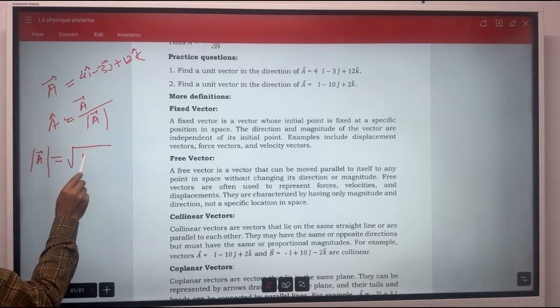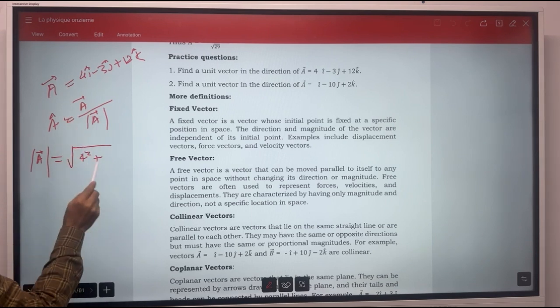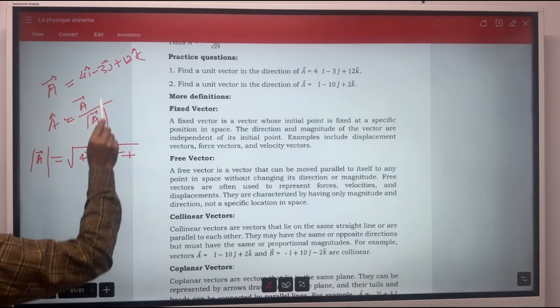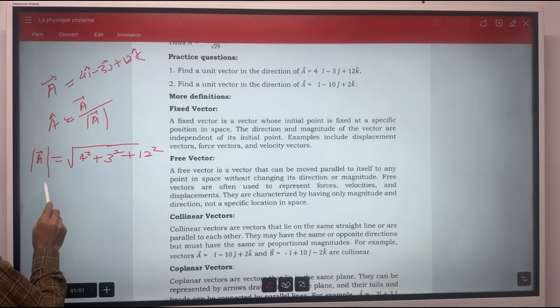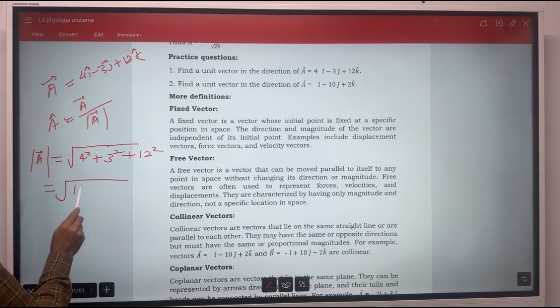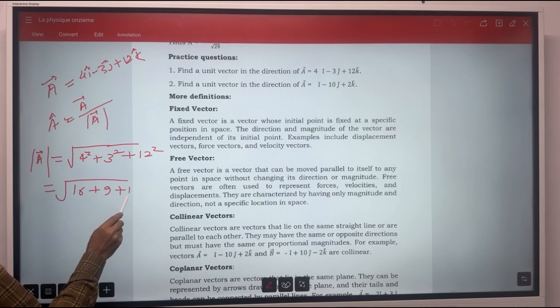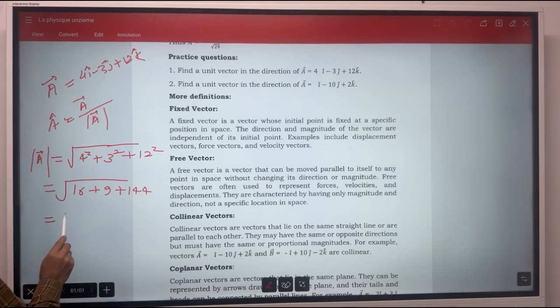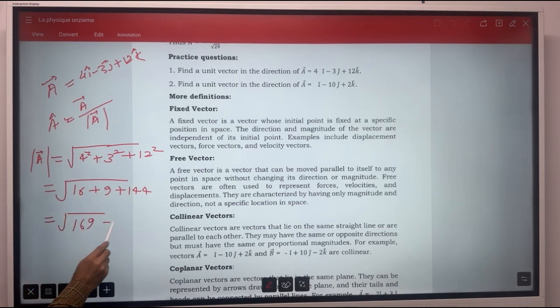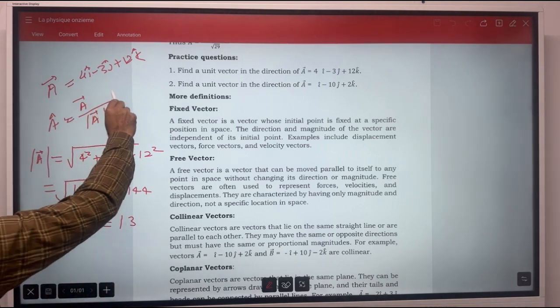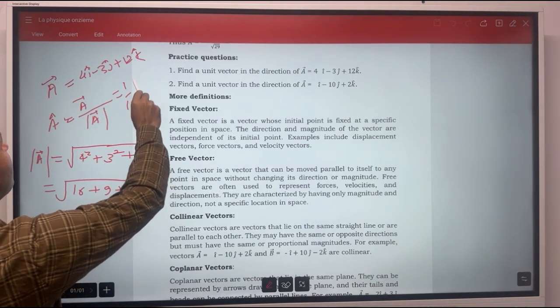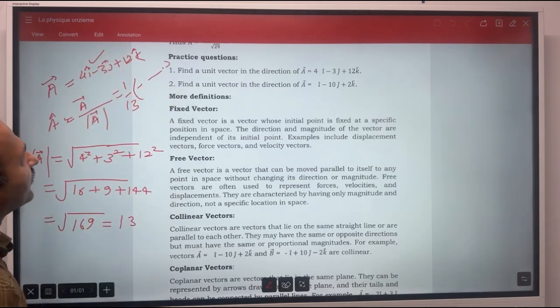So 4 square plus, we don't write the negative sign, 3 square plus 12 square. Whatever value you are getting, just write 16 plus 9 plus 144. Then find the sum. So here this will become 169. So it will give 13. So you have got the modulus of vector A as 13 and vector A is this much. So you can write 1 upon 13 times this vector.